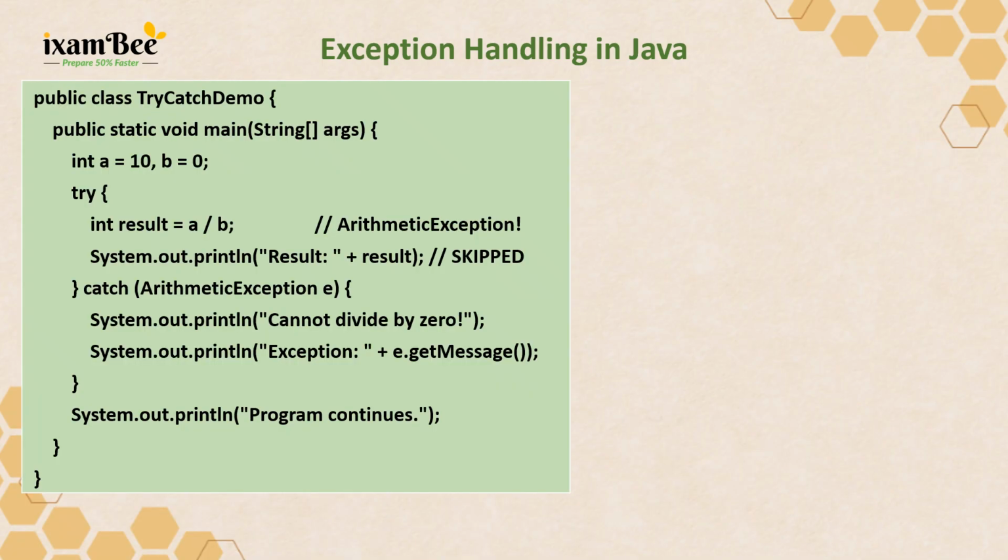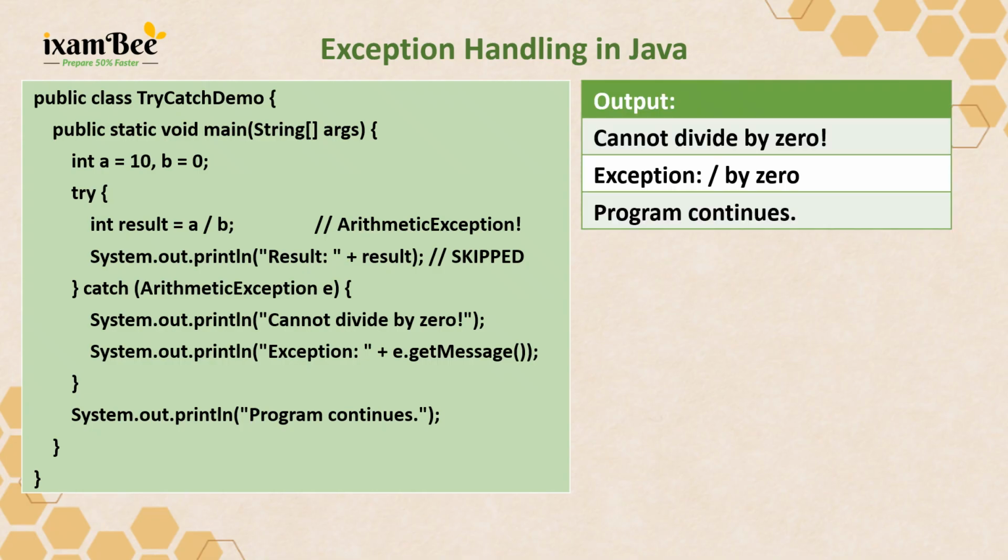Have a look at this example. Here we have two variables a and b initialized to 10 and 0 respectively. And we are trying to divide a by b, which will raise an arithmetic exception. Now we are catching the exception at the catch block. It will print cannot divide by 0 and also the exception with the message. And it will go out of the catch block and print program continues.